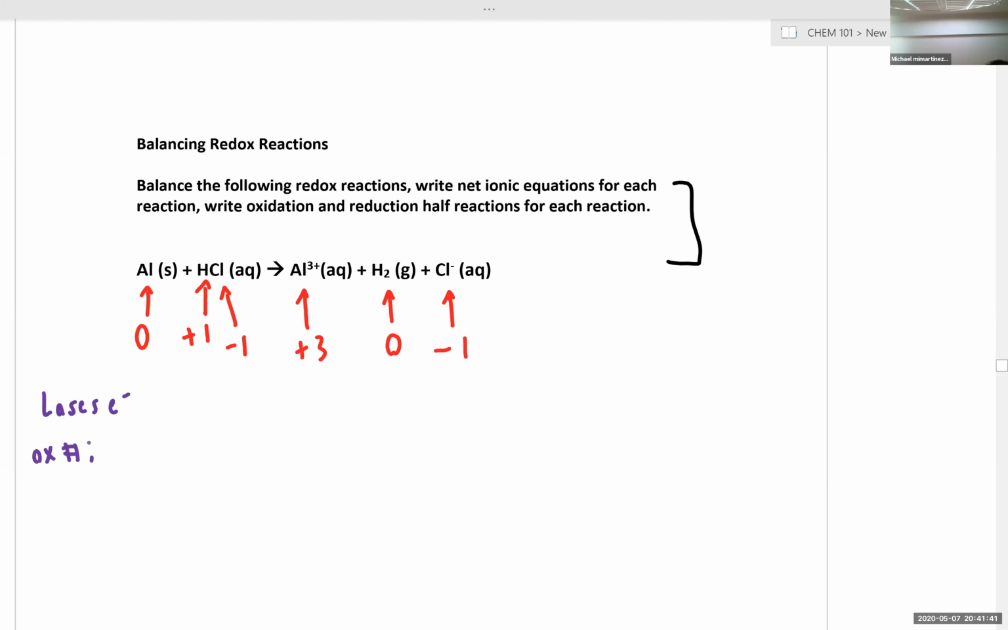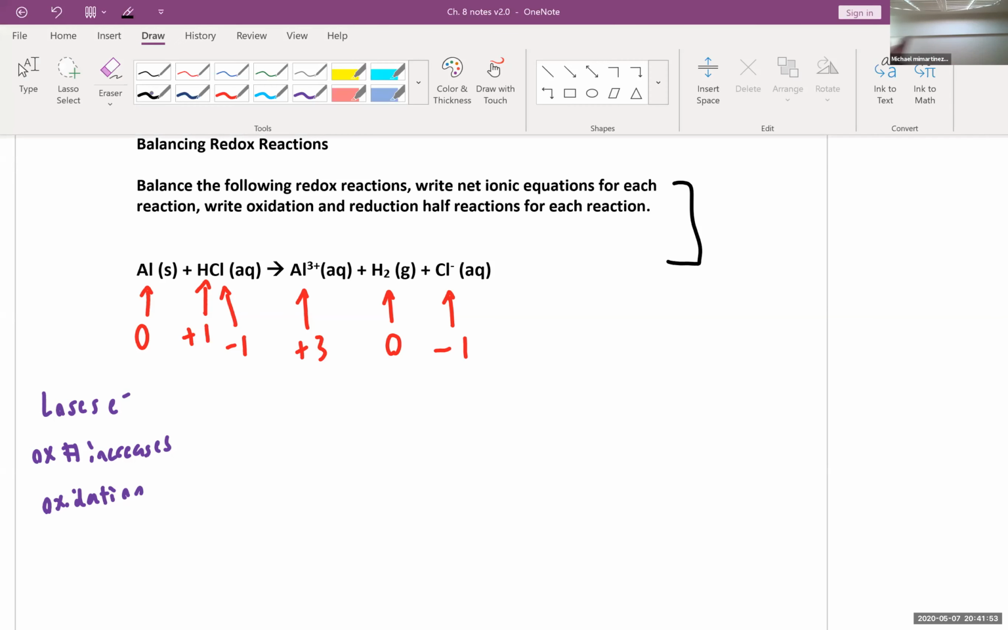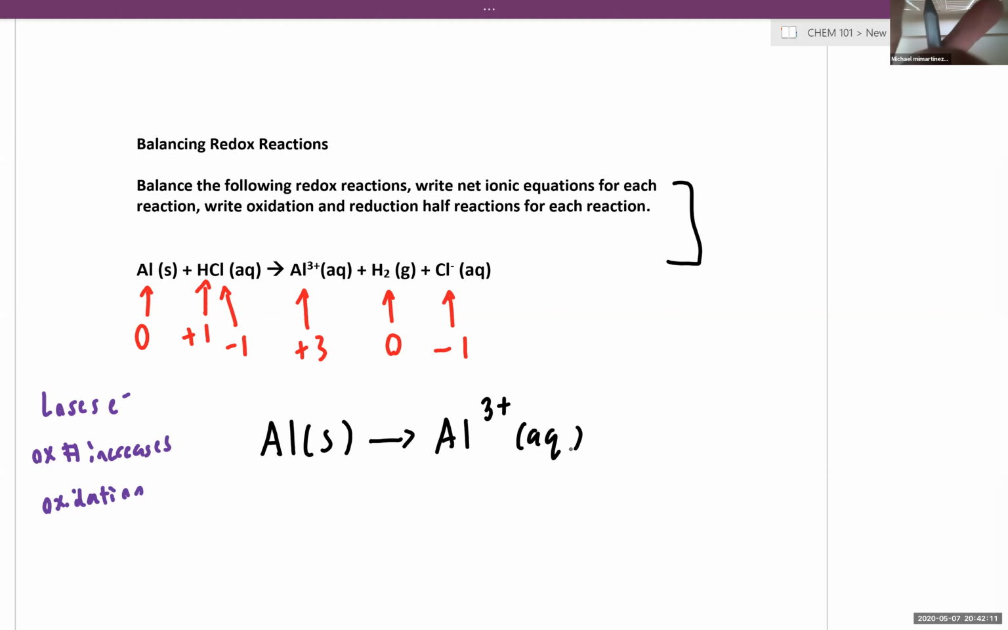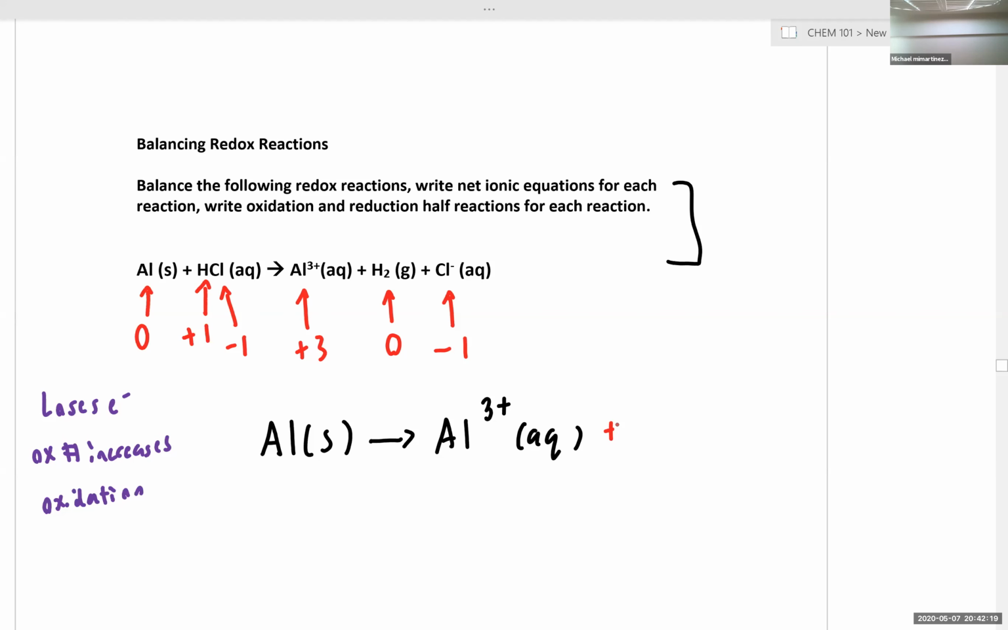Okay, now let's try to identify the species that loses electrons. The oxidation number increases. So let's look at our oxidation half reaction. What element loses electrons? Aluminum, right. So we have aluminum solid leading to aluminum 3 plus aqueous. How many electrons have we lost? 3. And since we lose electrons, what side of our equation do we place our electrons, the left or the right-hand side? The right-hand side, exactly. So we have 3 electrons on the right-hand side.